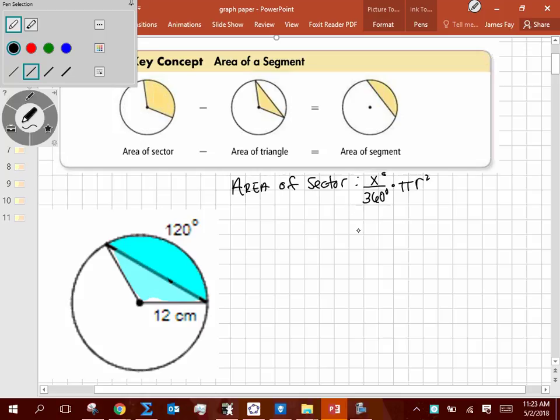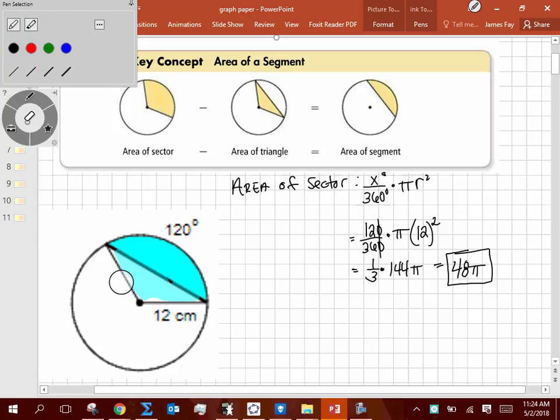So what would that be in that case? 120. So 120 over 360 times pi. Now what is r for this thing? 12. And I'll square that. So 12 divided by 36 is a third, right? And this is going to give me 144 pi. A third of 144 is 48. So 48 pi is the area of my sector. It's the area of everything that's blue.